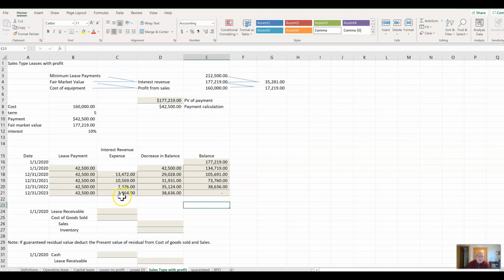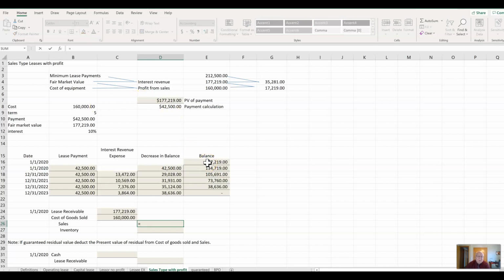Okay, so now the difference we have here. For sales type lease with a profit, the lease receivable is your $177,219. The cost of goods sold is the $160,000. Sales will be the $177,219, and inventory is the $160,000. Okay, that's where the difference is at. So you have lease receivables, the present value of the lease, the cost of goods sold, of course, is the cost of the asset, the actual cost, not the fair value of it. Okay, and then sales will be the fair value or the present value, and then your inventory.